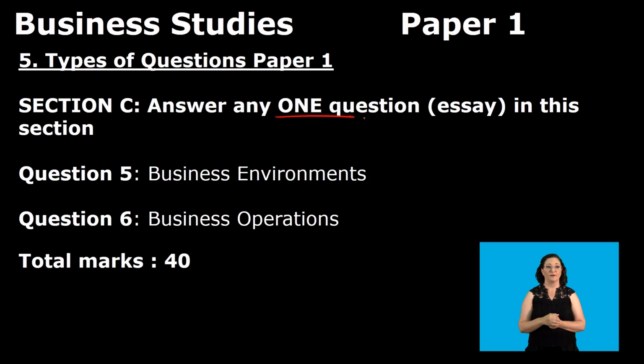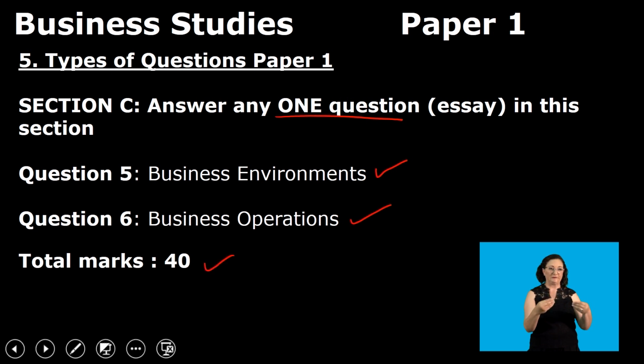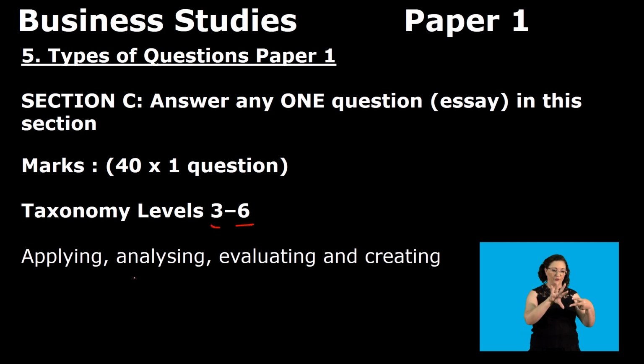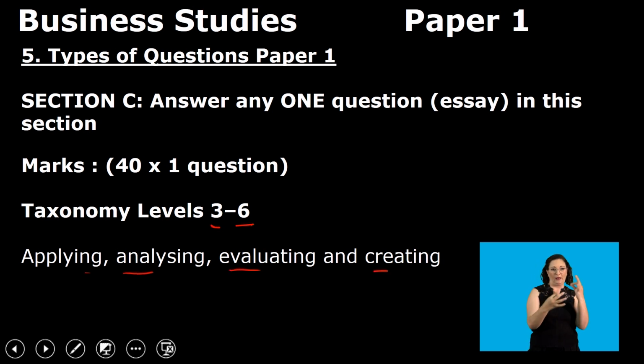We just want to assess the insight. All right, so like I said, you answer any one question from the 2. So business environment, business operations, and it's 40 marks. Right, so the taxonomy levels, it's from level 3 to level 6. So you are applying the knowledge, you are analyzing, you are going to evaluate, and then you create the knowledge here. That's what is going to be expected of you.